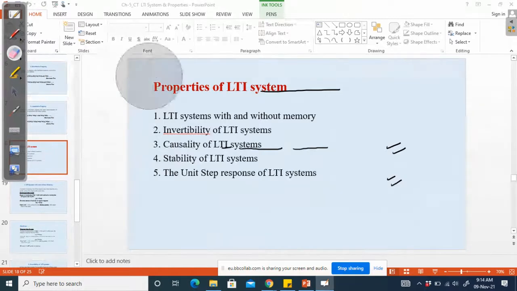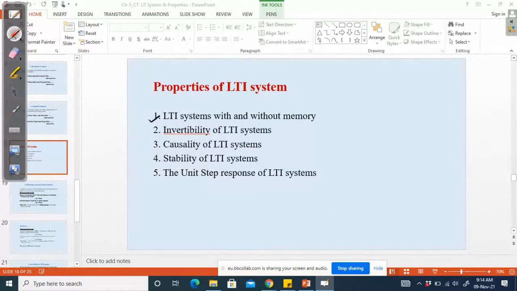Next one, properties of LTI system. Now properties of LTI system: with or without memory, invertibility, causality, stability, and this one, unit step response. I will tell you later on what is this unit step response.